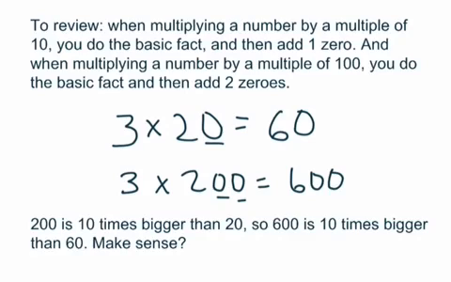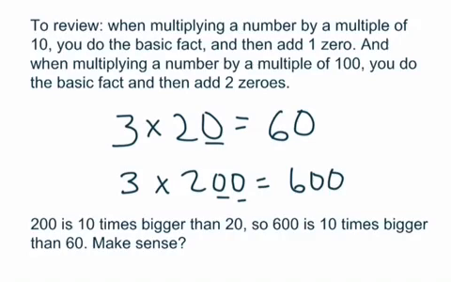When we look at this all together, I just wanted to review a couple things with you. So when you're multiplying a number by a multiple of 10, you do the basic fact and add 1 zero. And when you're multiplying a number by a multiple of 100, you do the basic fact and then add 2 zeros. Let's make sure that we understand why that makes sense.